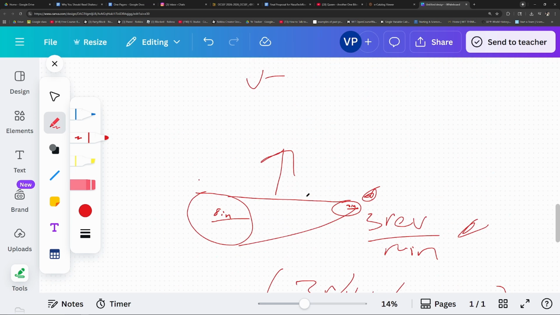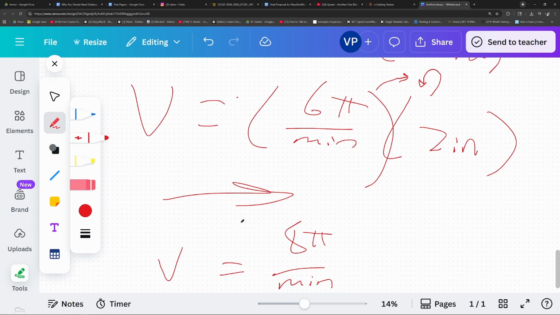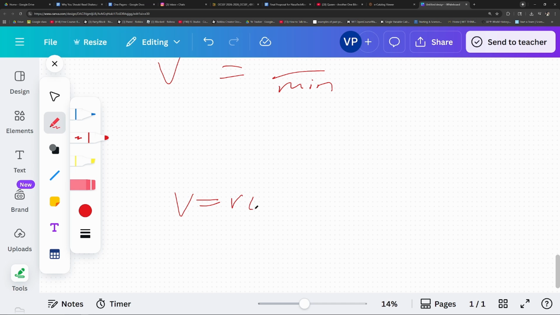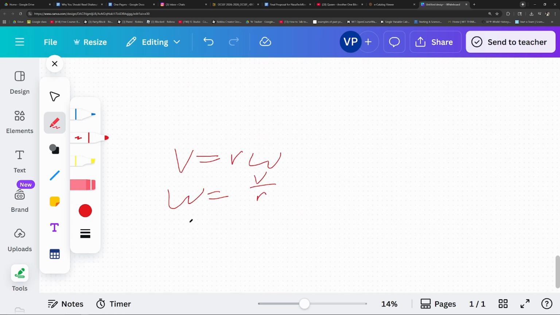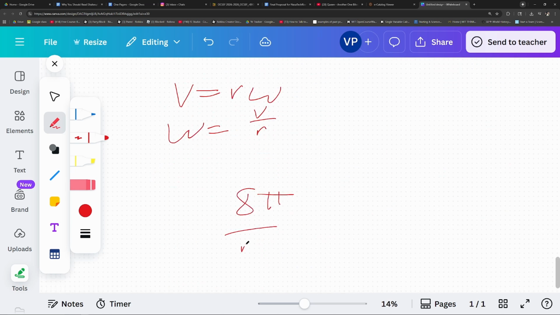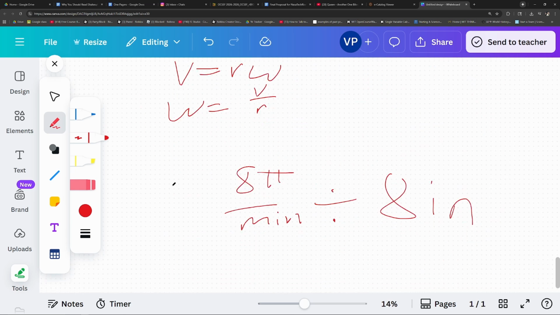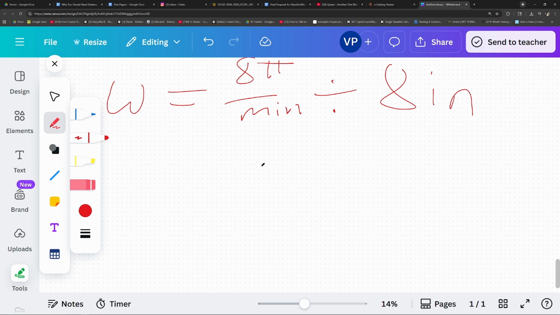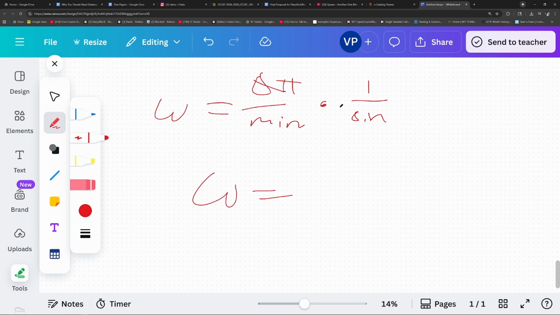Now that you have the linear velocity of this belt, we want to find the angular velocity of this circle. We can rearrange the formula v equals r omega and isolate omega: v over r. We have v and we have r, so we can find omega now. Our new v is 8 pi per minute divided by our new radius, 8 inches, which equals omega, our angular velocity.